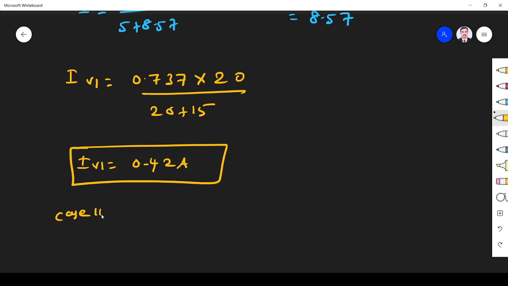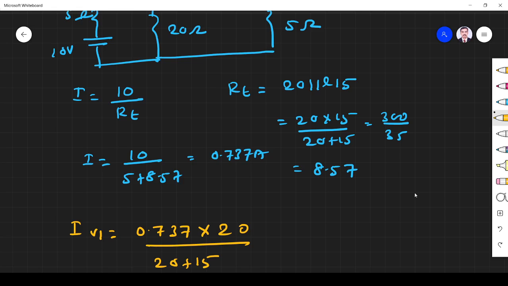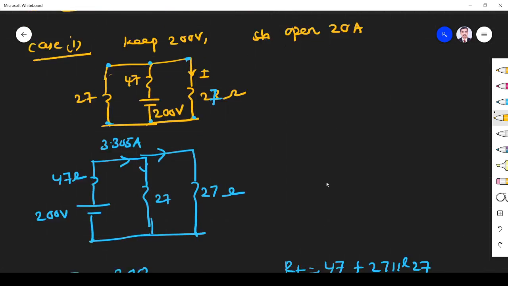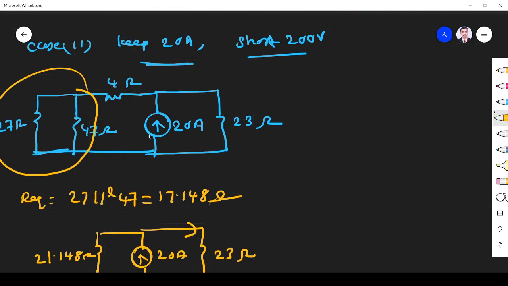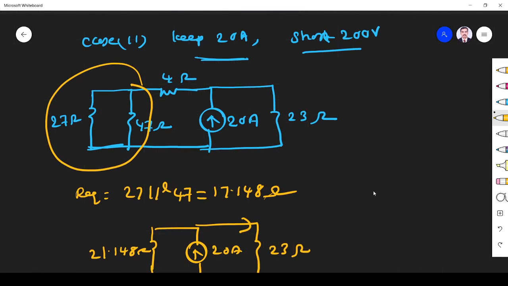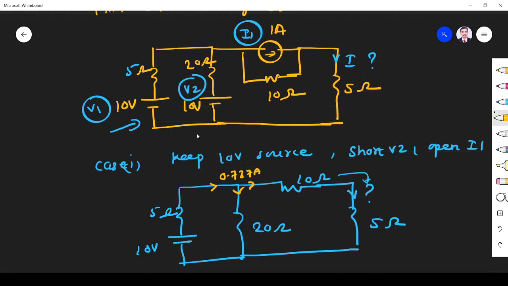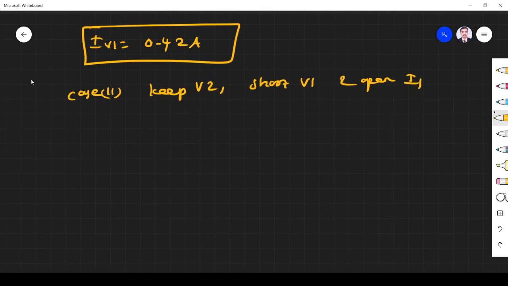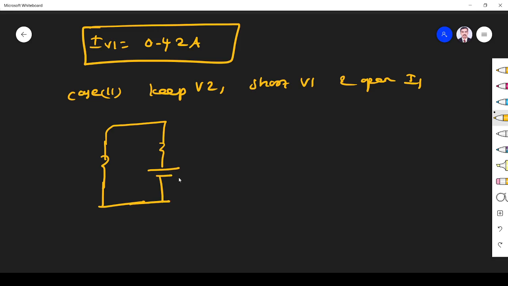Now case 2: keep V2, short V1 and open I1, right? So I keep from this circuit V2 as it is. Where is the question? V2 as it is, okay, this question is here, right? Next problem, right? Okay, here it is. V2 as it is. This one I short, this one I open. So the circuit becomes like this. Same, fine, shorted, fine. This will be like this. V2 I keep as it is.